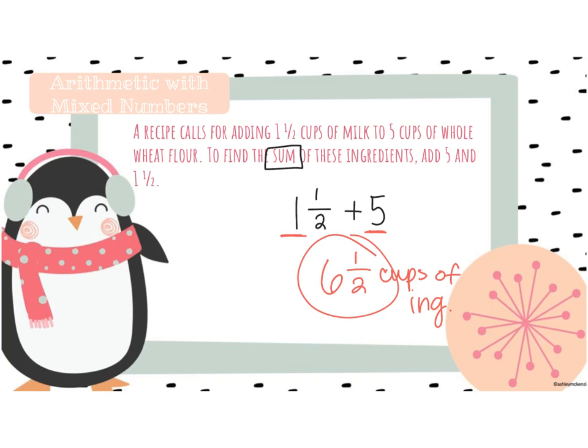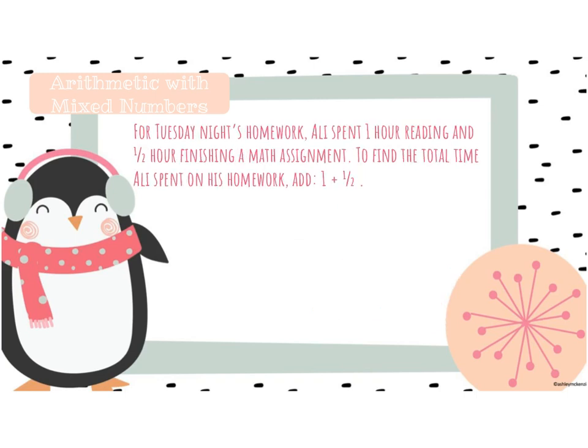Okay. Here's another one. For Tuesday night's homework, Allie spent 1 hour reading and a half hour finishing a math assignment. To find the total time Allie spent on his homework, add 1 plus 1/2, which is 1.5. Good. 1.5 what? Hours. Perfect. Fantastic.